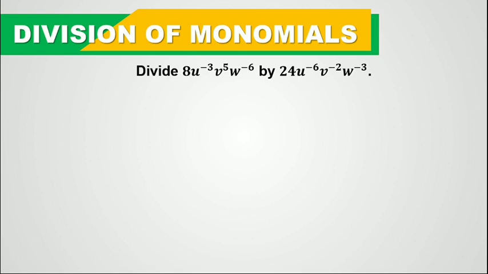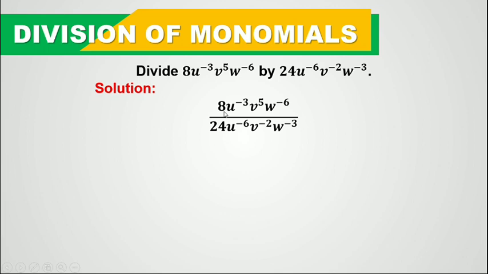So again, we're going to divide the numerical coefficients first. So 8 divided by 24. What is their GCF? The GCF of 8 and 24 is just 8, right? So we're going to divide 8 divided by 8, that's 1, and 24 divided by 8, that's 3.